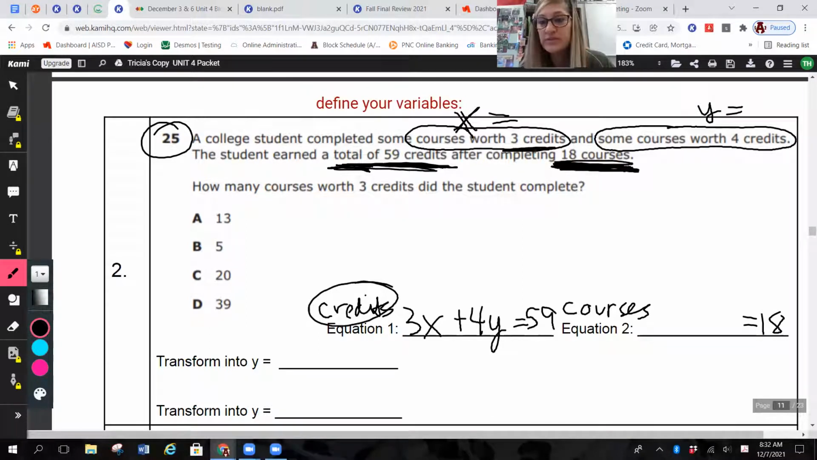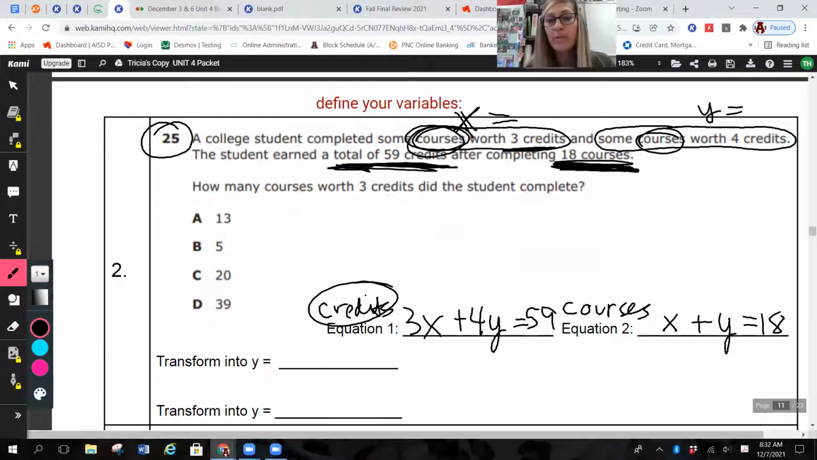Now for courses, I am just going to put an X because I don't know how many classes I'm taking that are worth 3 credits. X plus Y, I don't know how many classes I'm taking that were worth 4 credits. We don't put a 3 and we don't put a 4 on this equation because it's not describing credits. It's describing courses. And remember, I have the word courses in each of my definitions. If I don't attach the 3 and the 4 to it, I'm good.